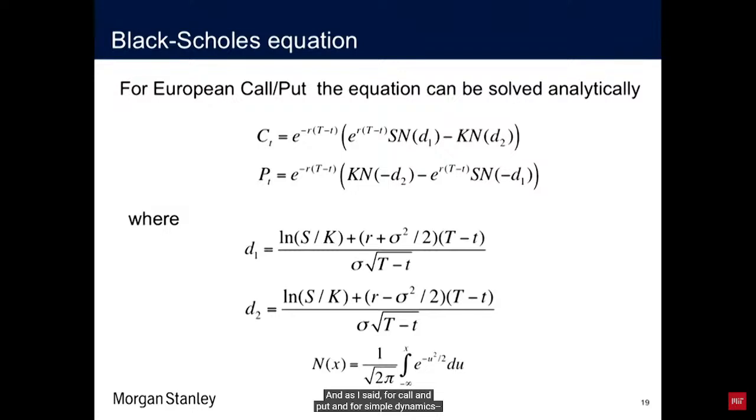And as I said, for call and put, and for simple dynamics, so Black-Scholes dynamics, log normal dynamics, these equations can be solved exactly, meaning up to the normal distribution, which still has to be computed numerically, obviously. But here are the formulas. They do look a little bit, and we'll see about it, like there is some kind of expected value going on, right? One probability times another. But these are the formulas, and that's how I drew the lines on the graphs.